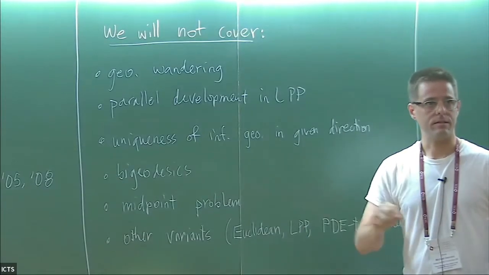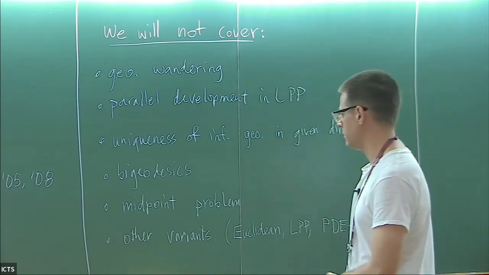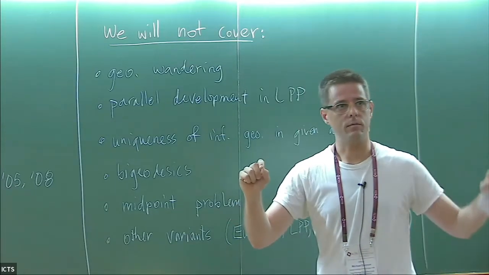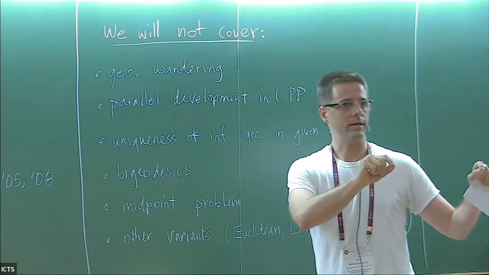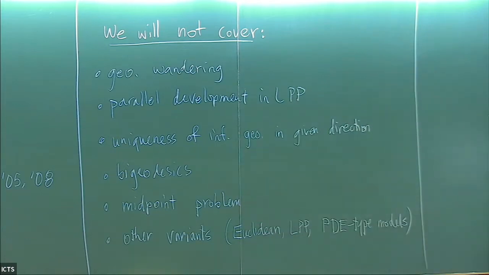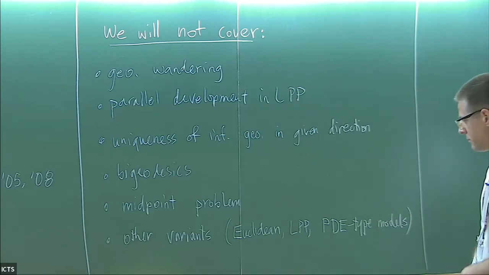Bigeodesics are doubly infinite geodesics. There's a lot of work on those. Won't talk about it. There's a famous midpoint problem, which says if I look at a geodesic between 0 and the point (n, e1), does it come close to the point (n/2, e1), the midpoint? This was recently solved by Ahlberg and Hoffman. Won't talk about it. And then we have many variants of first passage percolation. There are tons of models out there that are similar. A lot of them are introduced in order to overcome some of the obstacles in first passage percolation.